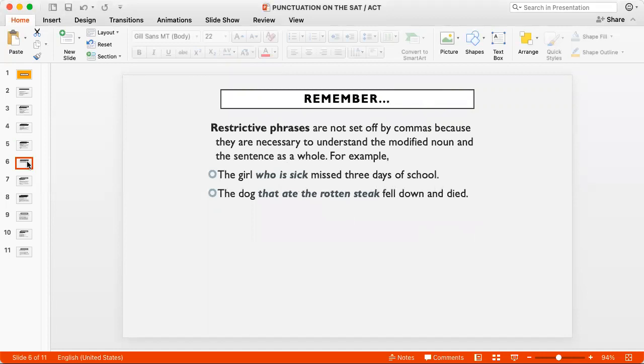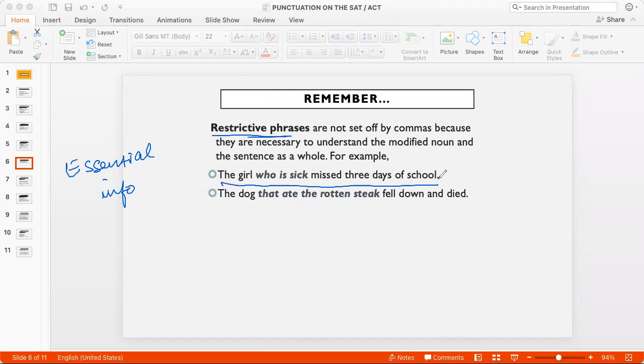Okay. Now, we spoke about additional information. Let's also look at an example of essential information. Essential information is basically described by the term restrictive phrase. And restrictive phrases are not set off by commas. That is to say, they do not have commas around them because they are necessary to understand the context, what the subject is saying, right? For example, the girl who is sick missed 3 days of school, right? Now, let's say I remove this and I say the girl missed 3 days of school. That wouldn't make sense because I'm defining the girl by the fact that she was sick. So this is essential to defining the girl. And so I don't put commas around who is sick.